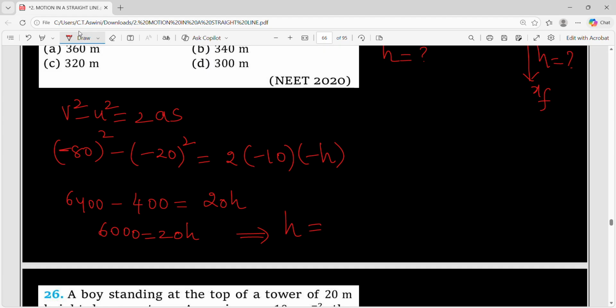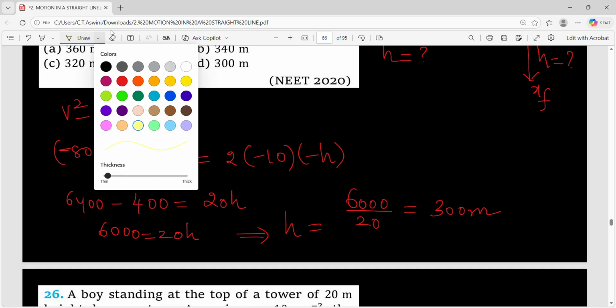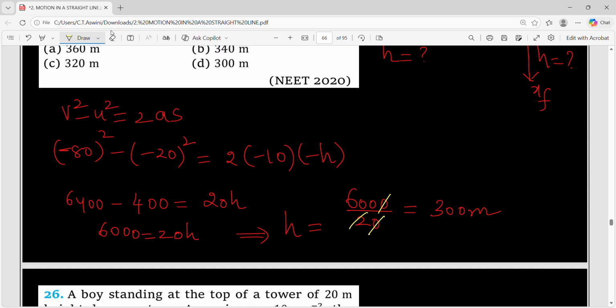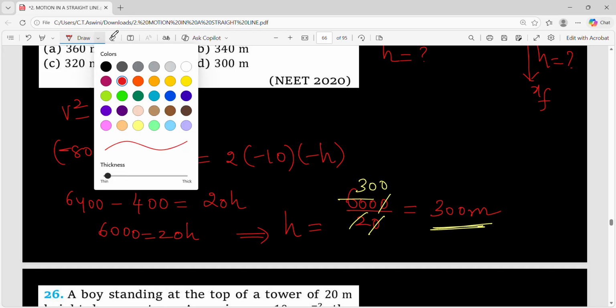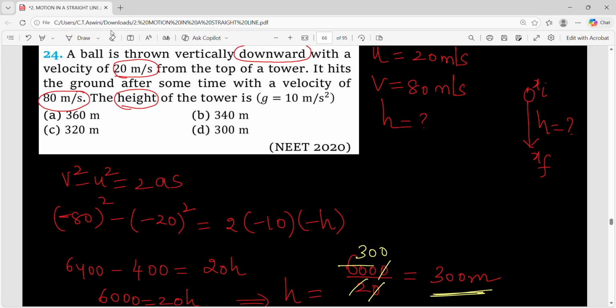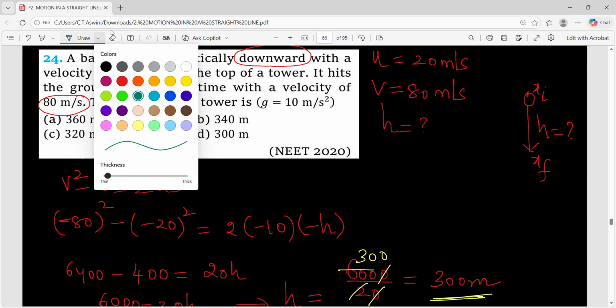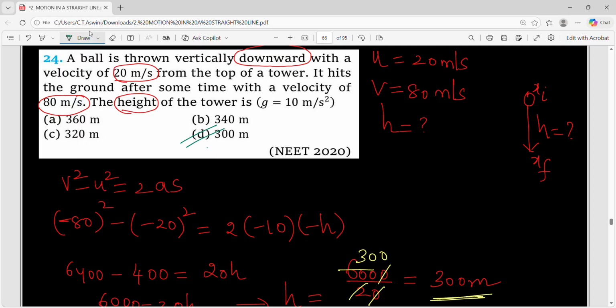So what will be h now? 6000 upon 20. So after cancellation, how much do we get? We get 300 meters. 0, 0 gets cancelled. 2 and it goes for 300 times. So 300 meters is the answer. So what is the height of the tower? It is 300 meters. Answer is option number D. Are you clear with this? Fine.